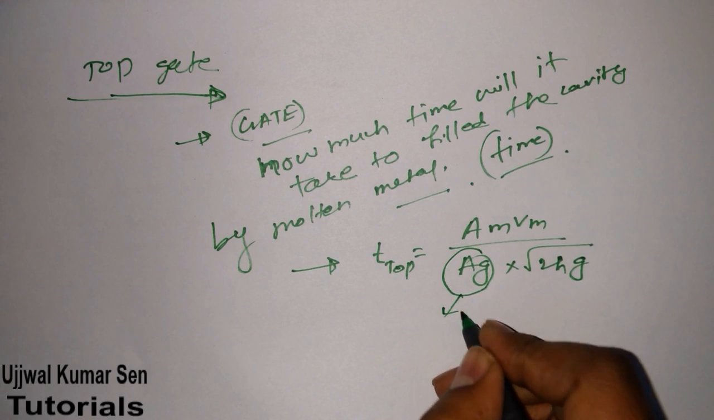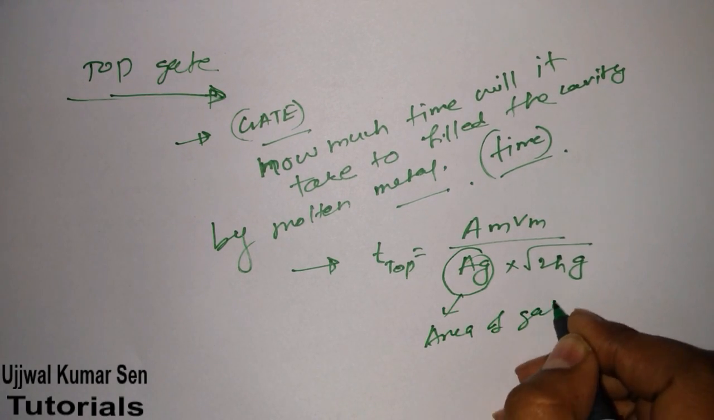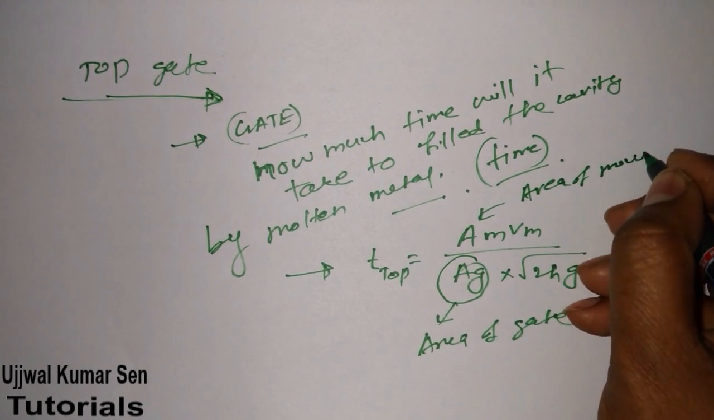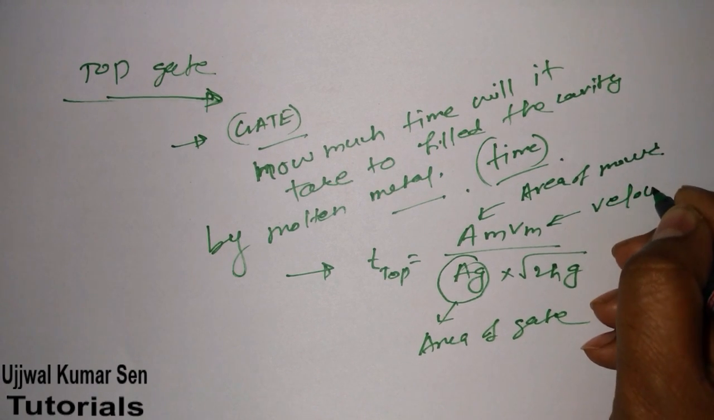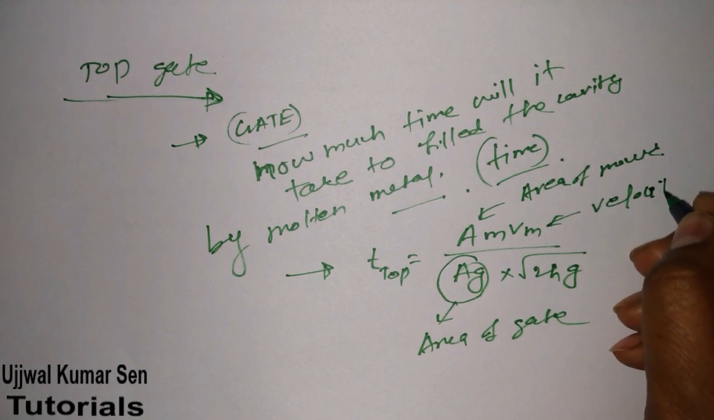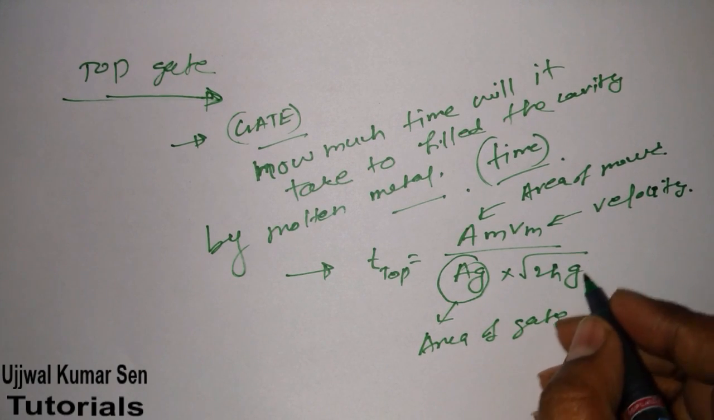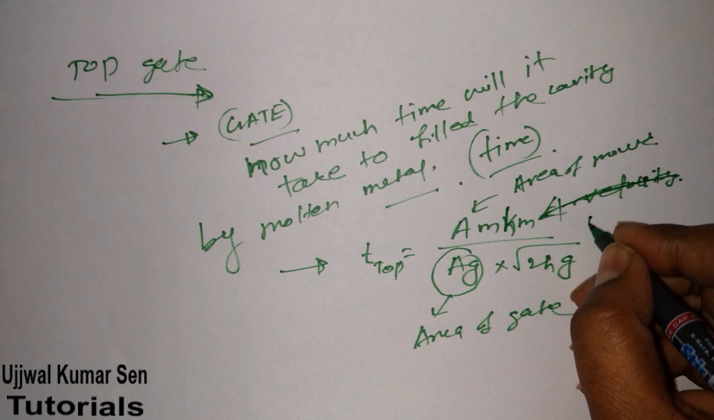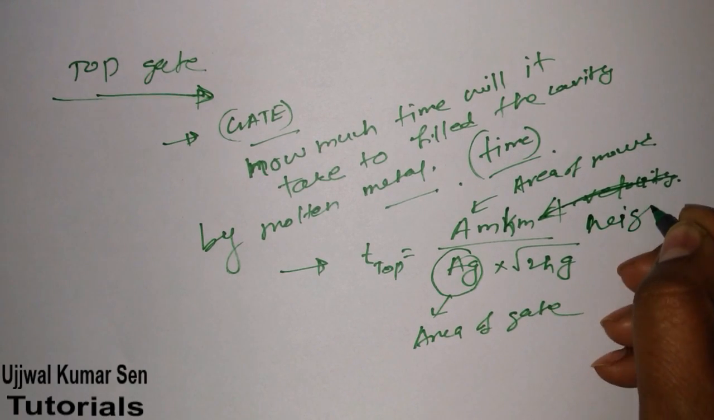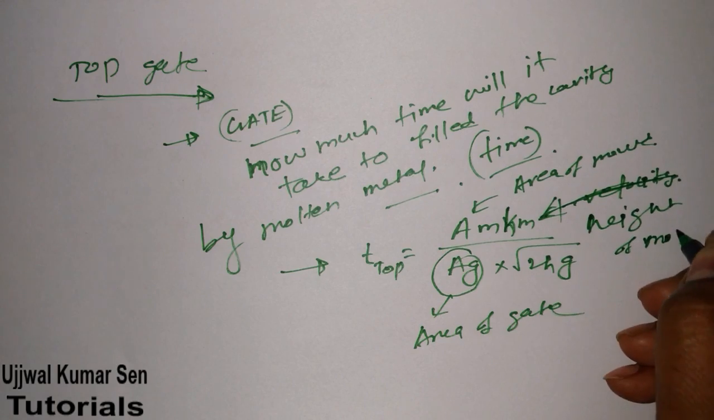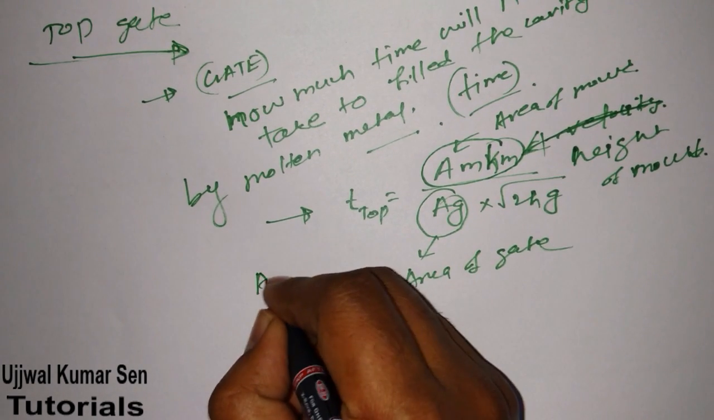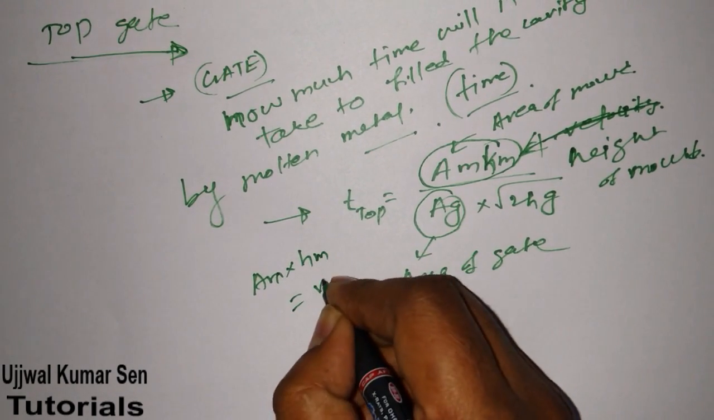Here AG is the area of the gate, AM is the area of the mold or cavity, and V is velocity. I'm sorry, it's not VM actually, it's HM, the height of the mold. So if you multiply AM into HM, what we get is volume.